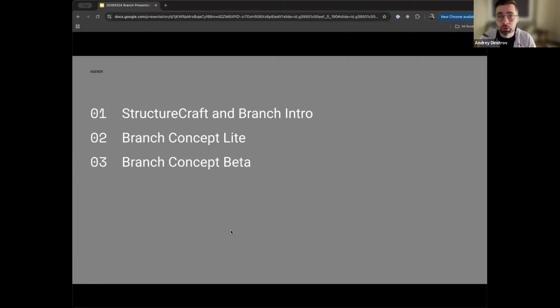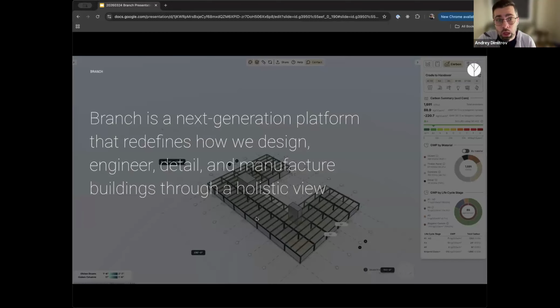So, a brief intro about Branch. Then we're going to talk about Branch Concept Lite, which is the app that's currently available that you can go on our website and try out for free. And then we're going to talk about what's coming next, which is Branch Concept and the beta phase that we're going to be opening up in a month or so, where we'll have a much more capable app that is way more integrated and has a lot more features.